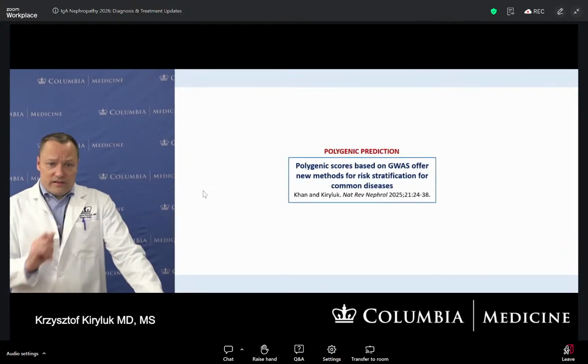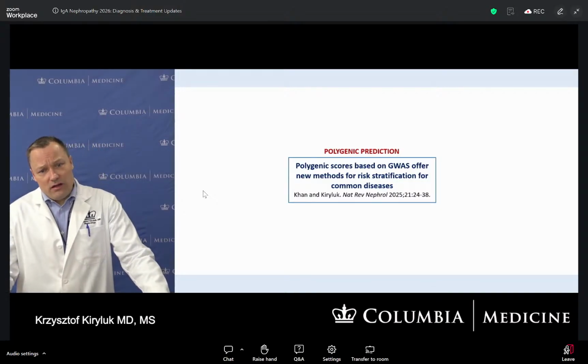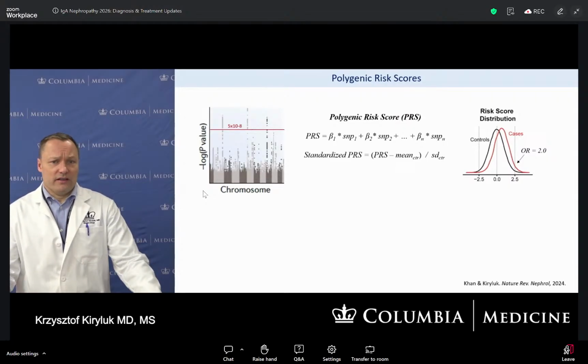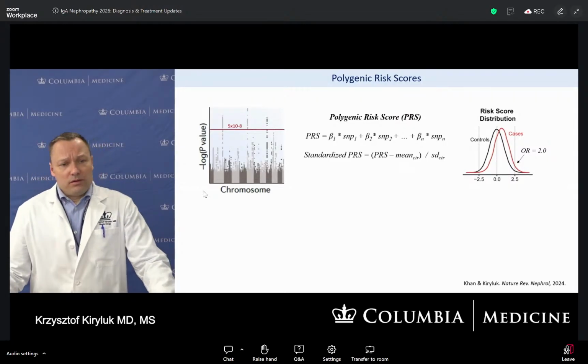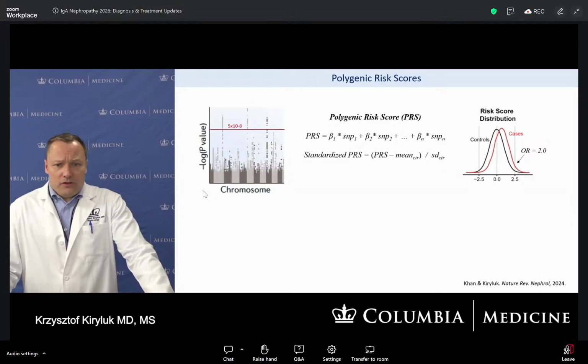So I just want to spend a couple of minutes talking about polygenic scores. First I want to introduce the concept of polygenic scores, and then I'll tell you how we apply this concept in the context of IgA nephropathy. Polygenic scores, as I mentioned, capture the cumulative effect of common genetic variation on a given trait.